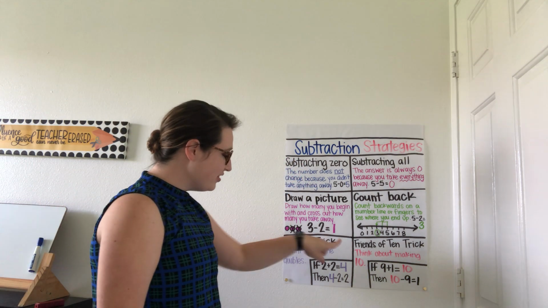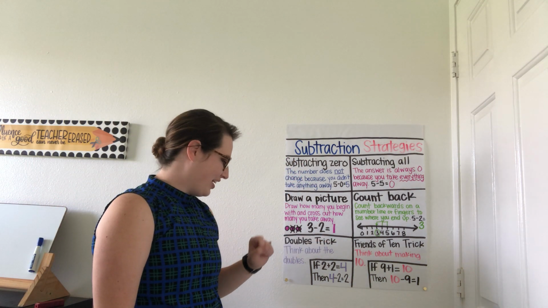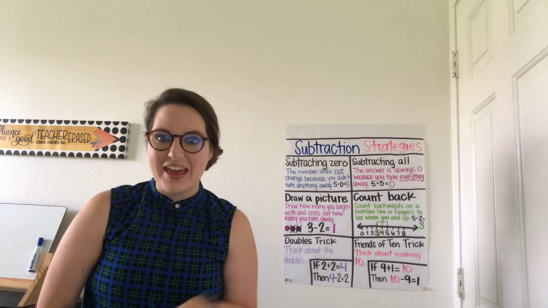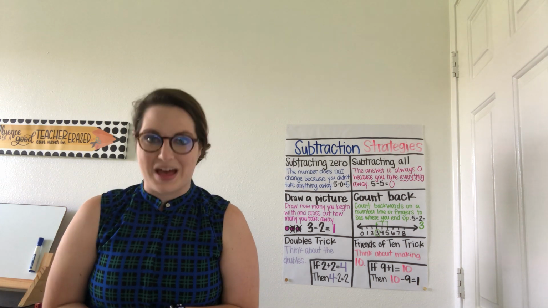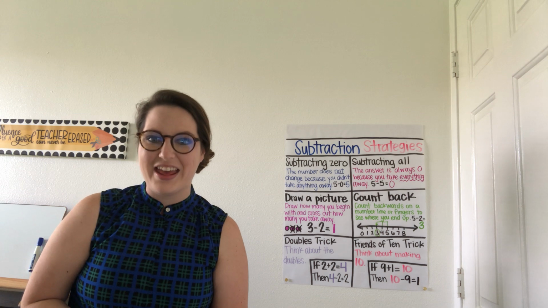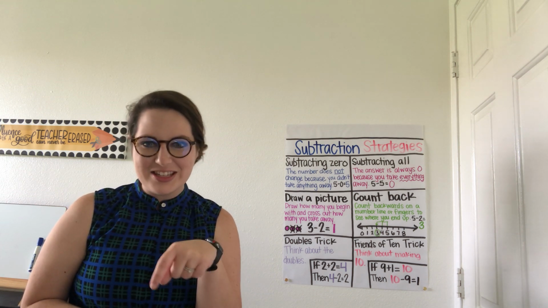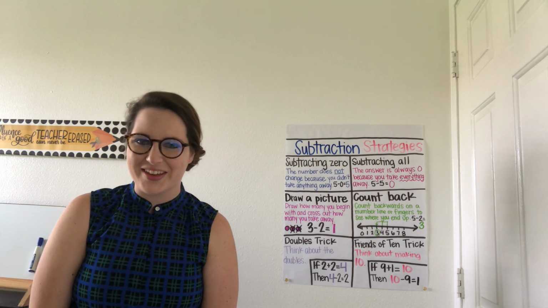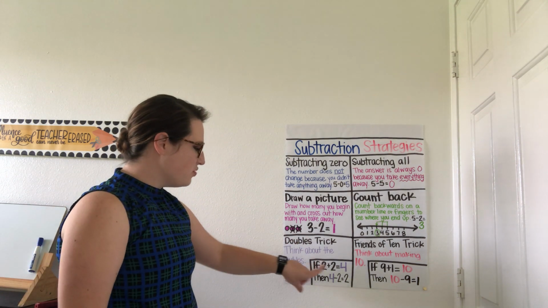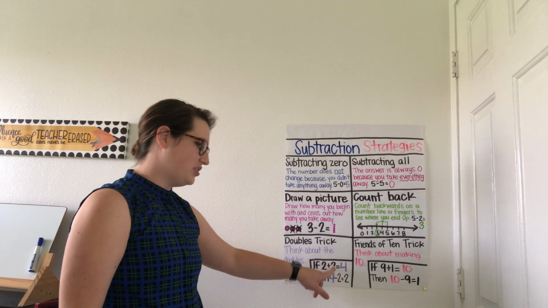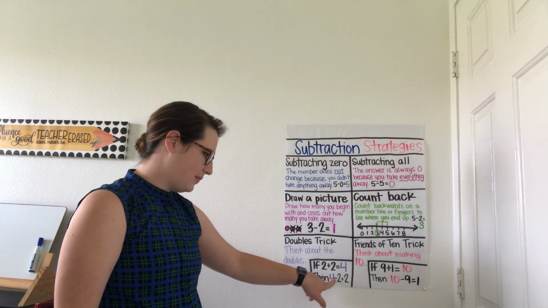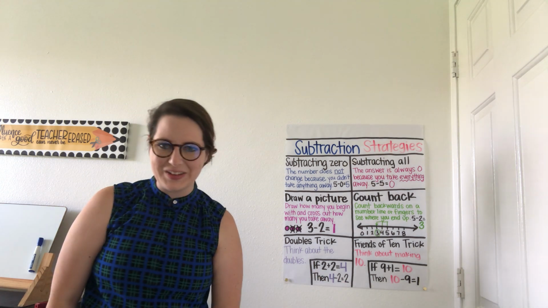Now, this down here is a doubles trick. And your clue is to think about the doubles facts you know. If you need a refresher on doubles facts, you should go and watch the YouTube video I did on that. I will include that link in the description so that makes it easy for you to find. The reason a doubles trick works is if you know 2 plus 2 equals 4, then you should know that 4 minus 2 equals 2.